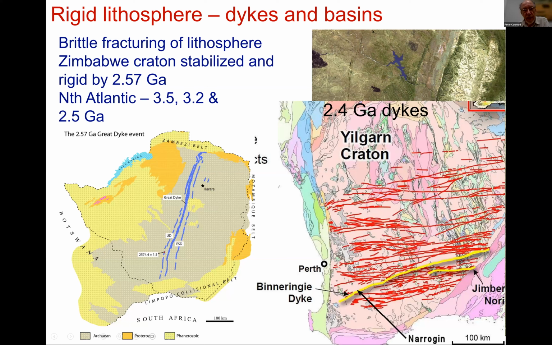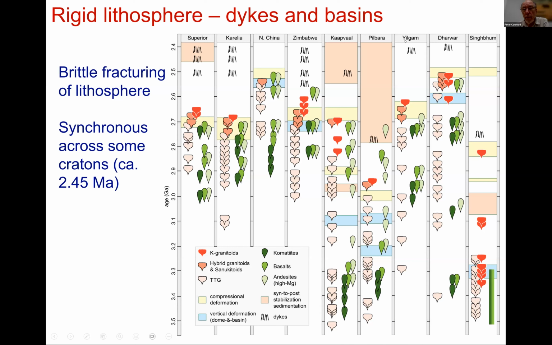This diagram here is a compilation I've made for the different cratons: Superior, Karelia, North China, Zimbabwe, etc. These little stick symbols on the diagram are when we have regional scale dikes across them. You'll see that in most of the cratons we can recognize large scale dike systems. Interestingly enough, there seem to be quite a few at around 2.5 or 2.45 within these cratons.